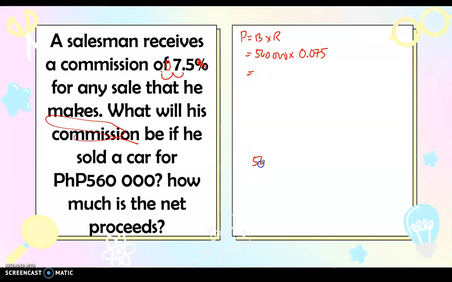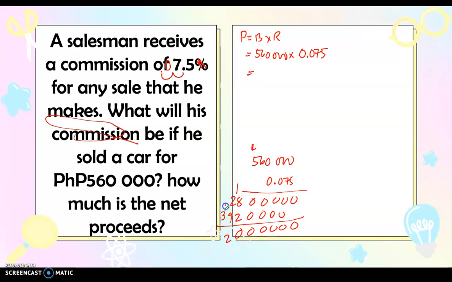We can now multiply 560,000 times 0.075. 0, 0, 0, 0, 30, that is 28, 0, 0, okay, 42, carry 4, that is 39, 0, 0, 0, 0, 0, 10, carry 1, 12, carry 1, 4, and then 3 decimal places, 1, 2, 3. Therefore, a salesman will receive 42,000 as his commission. So we already answered the first question.